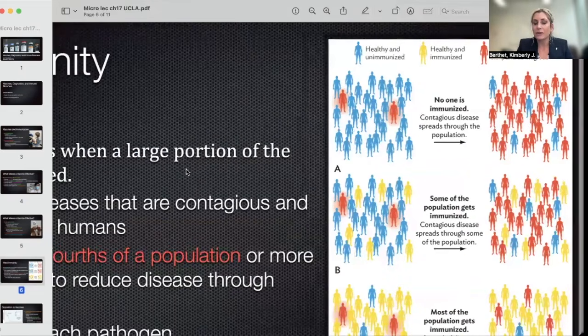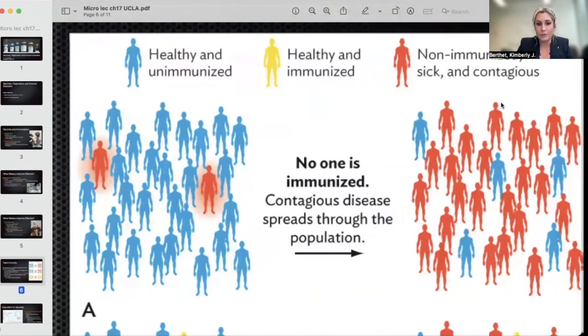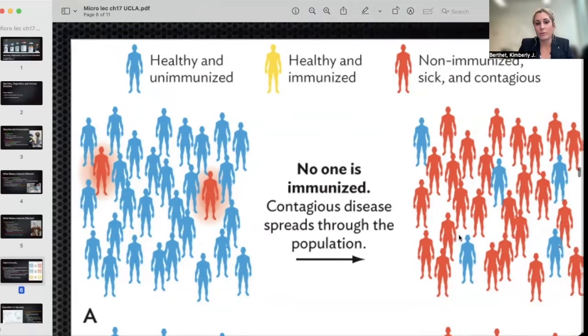And this image that we're looking at right here is really going to help us understand what's going on. So let's look at the first example here. Here we see that no one is immunized. So in the situation, we have healthy, unimmunized in blue, and then we see our sick, non-immunized people. So we have two of them within the population. What will happen is that this will spread quickly throughout the population, and rapidly, we're going to see that more people are sick. So again, this is without any immunity, without any vaccination within the population.